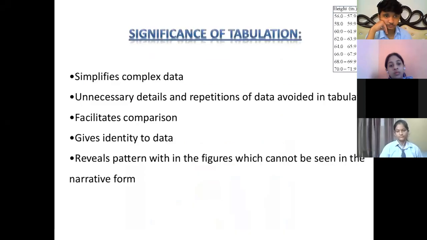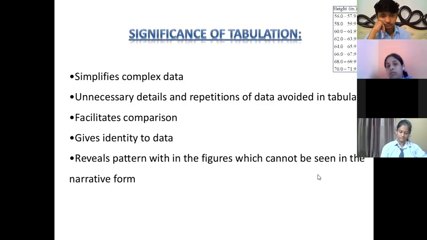What is the significance of tabulation? It simplifies the complex data in the form of rows and columns. We simplify it. Unnecessary details and repetitions of data can be avoided and can be caught also. पकड़ा जा सकता है अगर कोई repeat हो रहा है data.